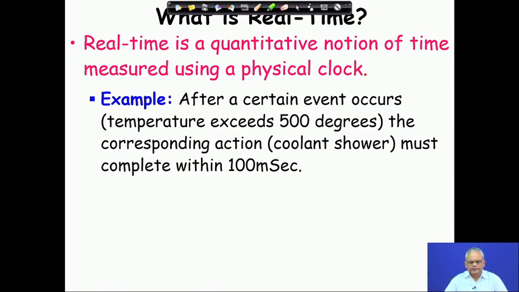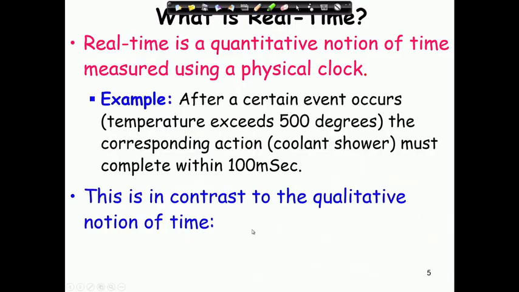Just to give an example of a real time system, let us say that in a chemical reactor, if the temperature exceeds 500 degrees, then the coolant shower must be turned on within 100 milliseconds. So, here once the temperature exceeds 500 degrees, we need to set a physical clock and then check whether the coolant shower is actually getting on within 100 milliseconds, otherwise the system would be considered as failed.